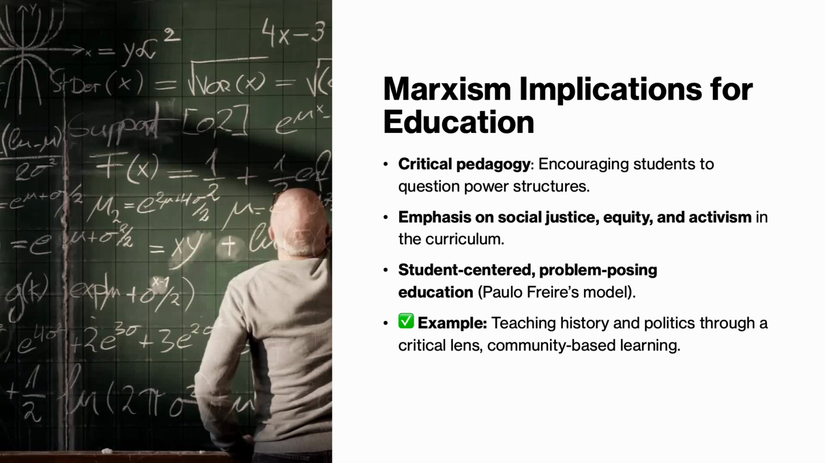So, the implications of Marxism for education are the following. First is critical pedagogy, encouraging students to question power structures. Then, emphasis on social justice, equity, and activism in the curriculum. Student centered problem posing education, the Paulo Freire's model. And an example of this would be teaching history and politics through a critical lens, community based learning.